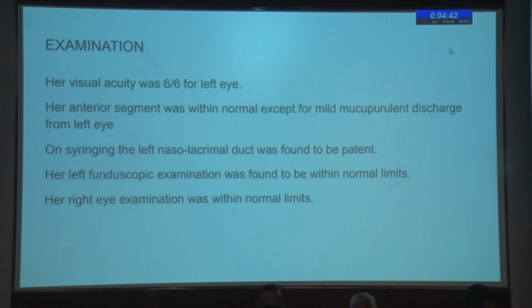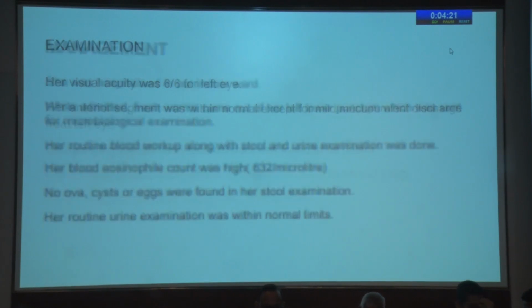On examination, her visual acuity was 6/6 for the left eye. Her anterior segment was within normal limits with a very mild mucopurulent discharge from the left eye. On syringing, the left nasolacrimal duct was found to be patent. Her left fundoscopic examination was within normal limits. Her right eye was within normal limits.